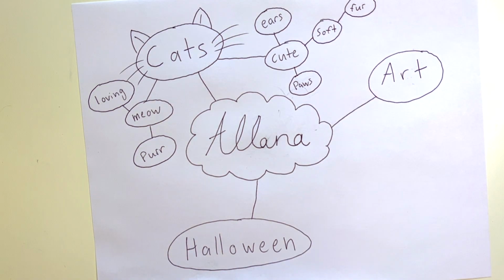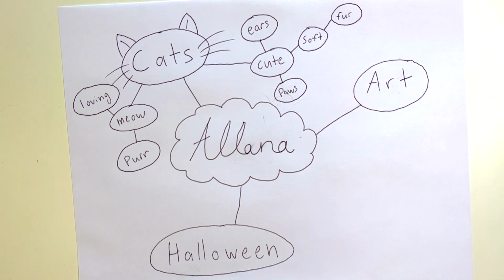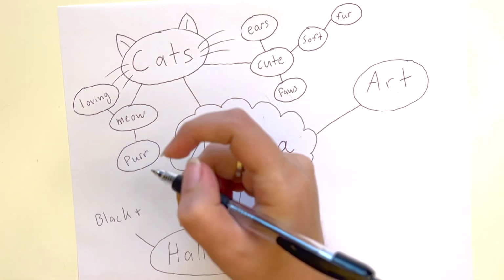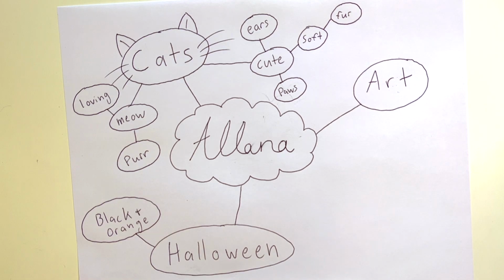To add more pizzazz to your mind map, you can add in drawings next to your bubbles or color them in. This mind map is a reflection of you, so make sure to have fun with it and draw all of your favorite things.